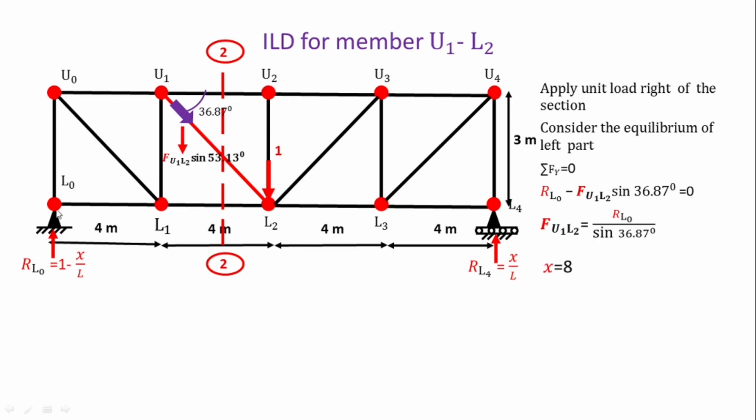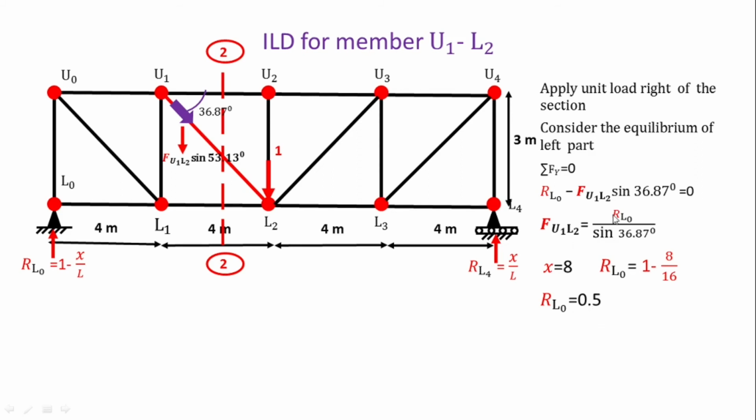Now here x is equal to 8. So what is the value of RL0? RL0 is equal to 1 minus 8 by 16. RL0 is equal to 1 minus x by L. So RL0 is equal to 0.50.